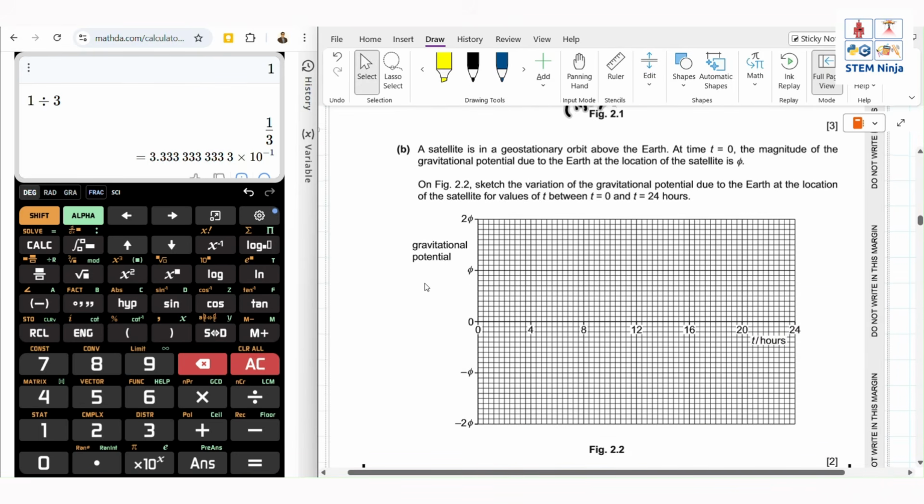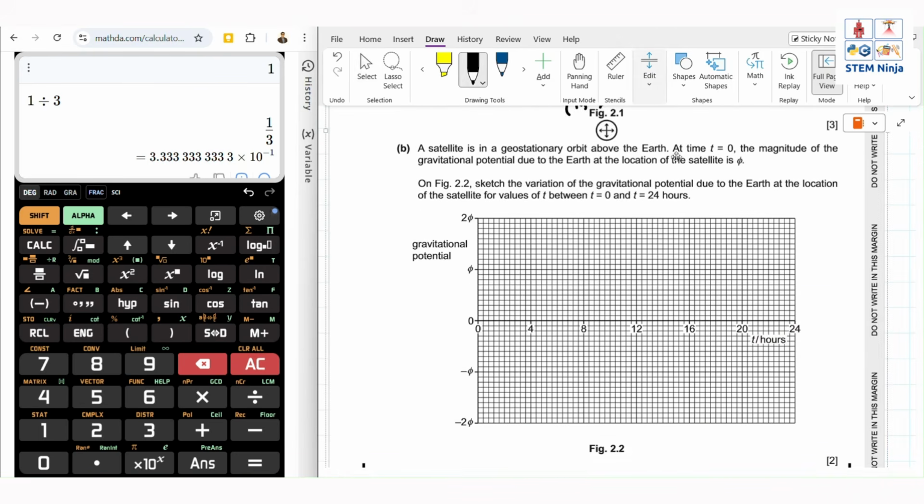Okay, a satellite is in geostationary orbit above the Earth. At time t equal to 0, the magnitude of the gravitational potential due to Earth at the location of the satellite is phi. On figure 2.2, sketch the variation of the gravitational potential due to Earth at the location of the satellite for values of t between t equal to 0 and t equal to 24.